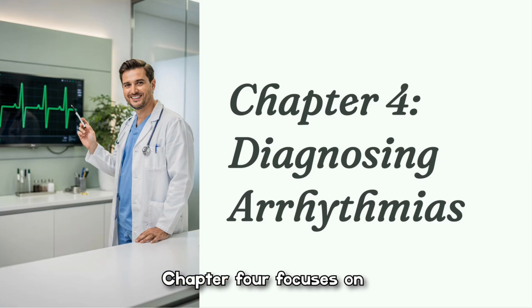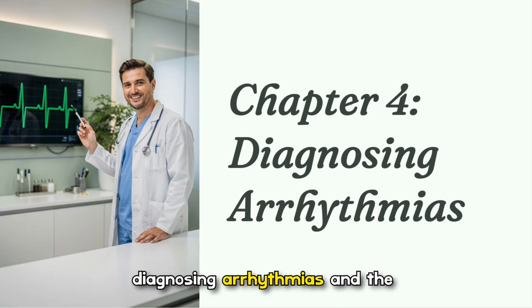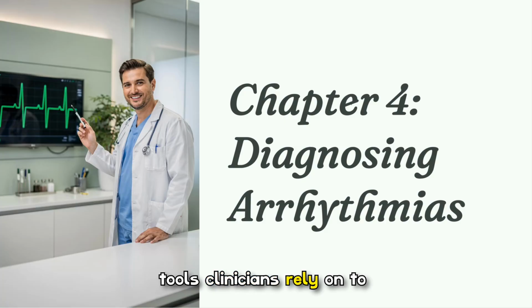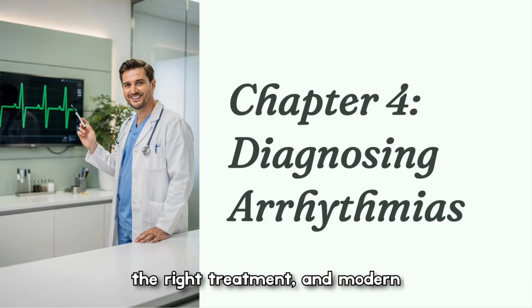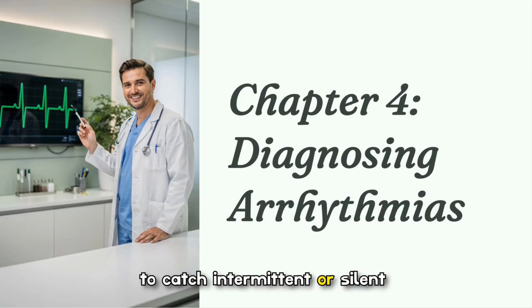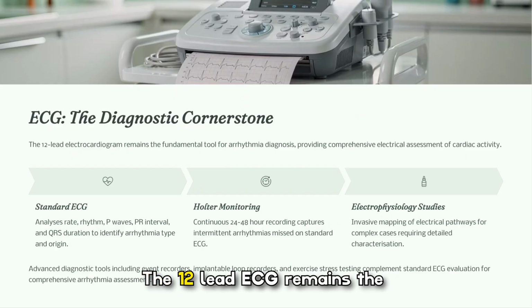Chapter 4 focuses on diagnosing arrhythmias and the tools clinicians rely on to capture electrical activity. Accurate diagnosis determines the right treatment, and modern monitoring has made it easier to catch intermittent or silent rhythms that standard testing might miss. The 12-lead ECG remains the diagnostic cornerstone, revealing rate, rhythm, and conduction abnormalities.